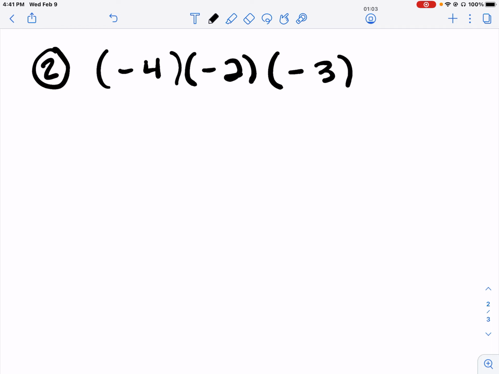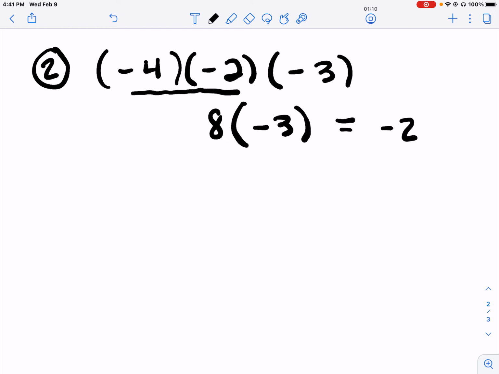Okay, number 2, negative 4 times negative 2 is 8, times negative 3 is negative 24.